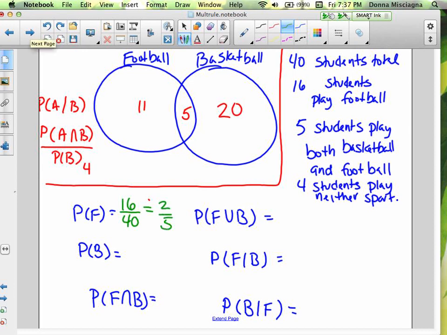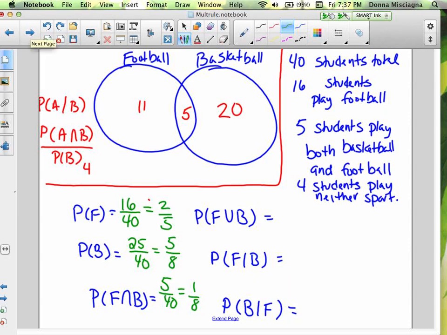Let's look at the next one, the probability of basketball. All right, so we don't just include the 20. Don't forget the ones that play football and basketball, they are playing basketball. So it would be 25 out of the total 40 students, and we should reduce that. Both of those are divisible by 5, so that would be 5/8. The probability of football and basketball, that's the 5 in the intersection there out of the 40 students, and we should reduce that to 1/8.